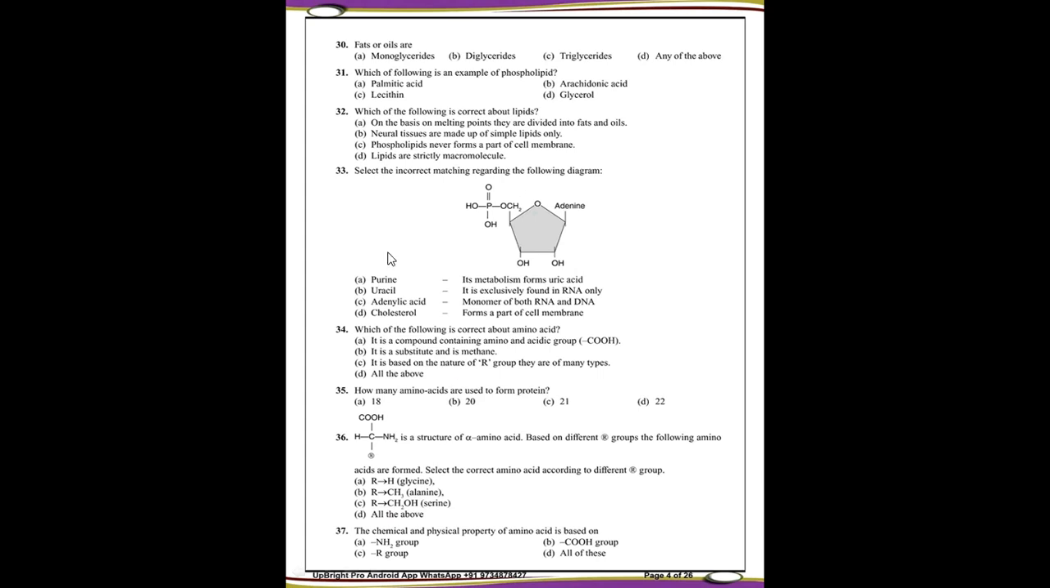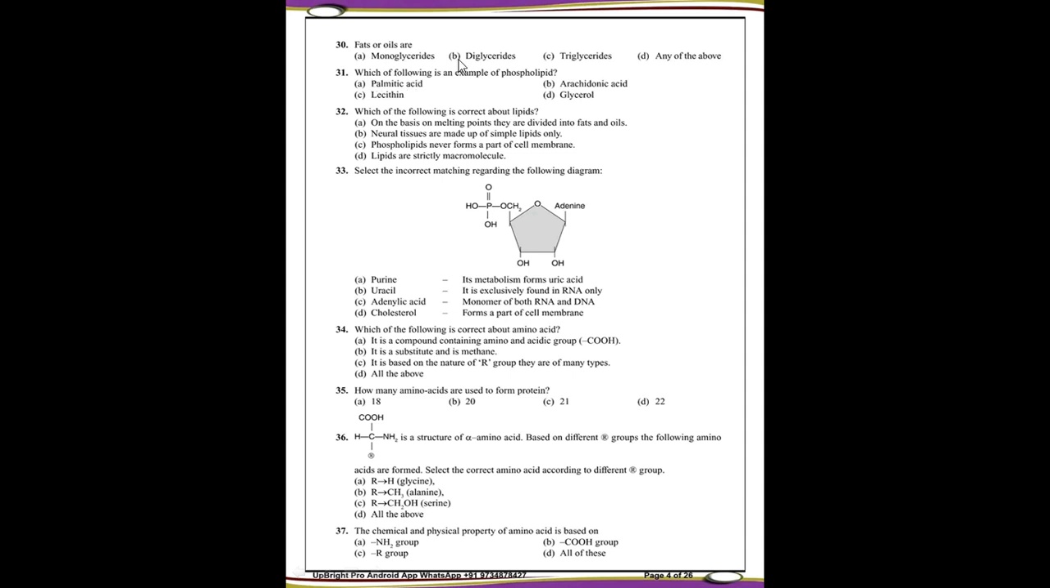Question 30. Fats or oils are: is it a monosaccharide, a disaccharide, a trisaccharide, a monoglyceride, a diglyceride, a triglyceride, or all of these? So fats or oils can be any of these. So the answer is D. It can be any of the above.